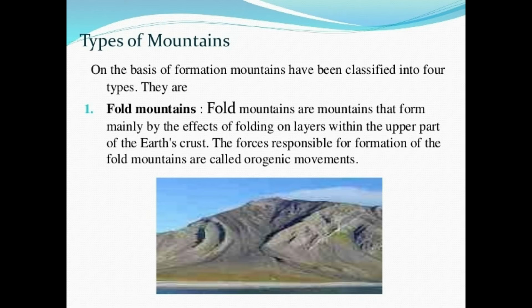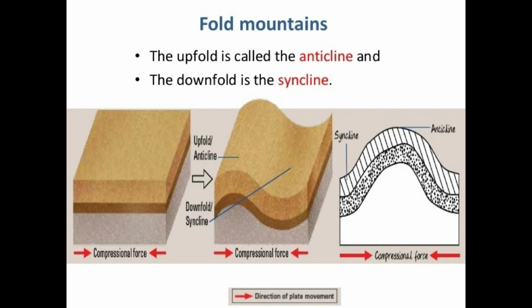Mountains are classified as fold mountains, block mountains, and volcanic mountains. They are distinct and identifiable. First, fold mountains. These mountains look like a series of folds on the ground. These are formed due to the compression of plates during their movement, as depicted in the sketch below. You can see fold mountains. The upfold is called the anticline and the downfold is called syncline.